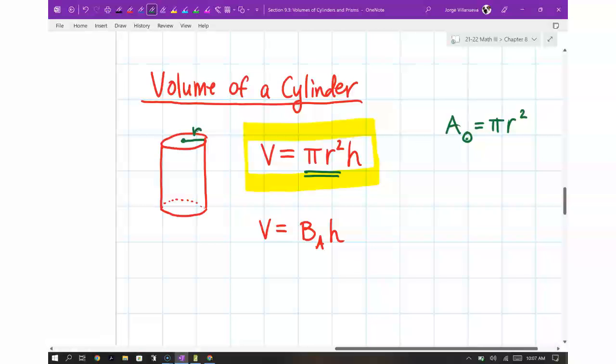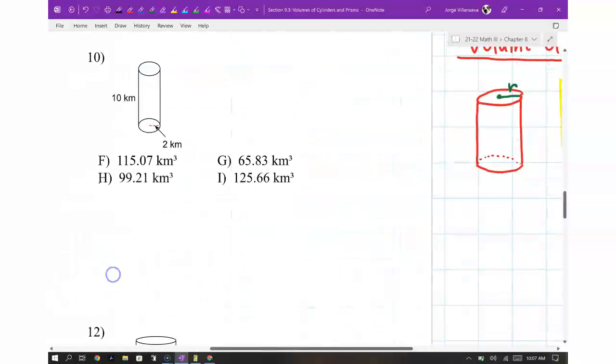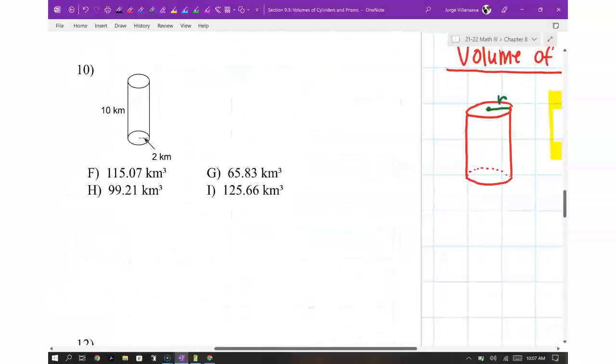And again, stand the shape like normal, like a soda can if you can, where the circles are the bases. That always makes it easier to do the work. So let me show you how this works. Number 10 is already set up like that, so it's nice. Notice here, they tell me that the radius is what? 2, yeah, 2 kilometers.